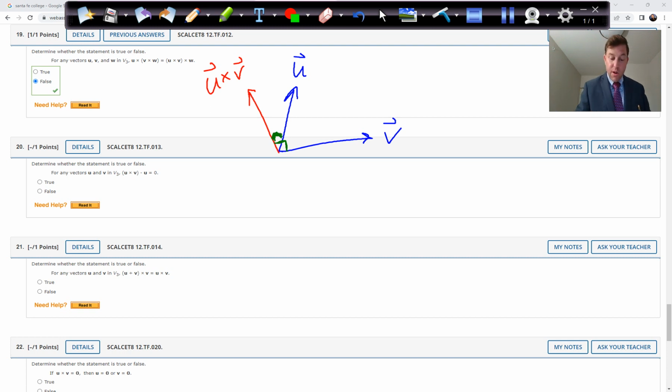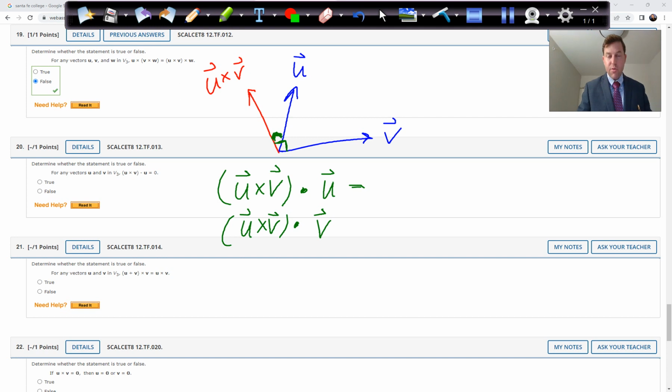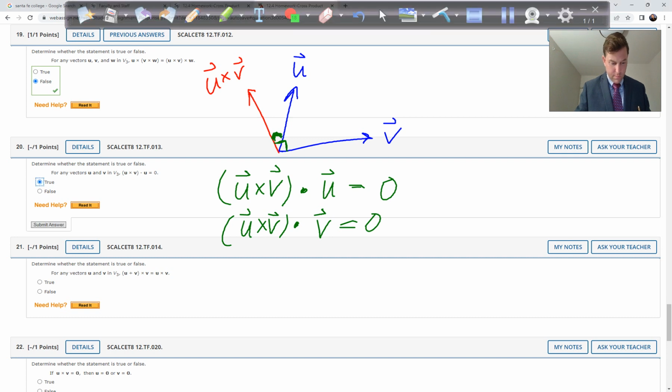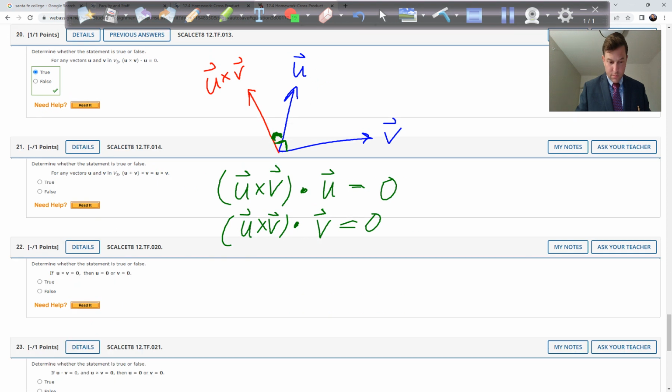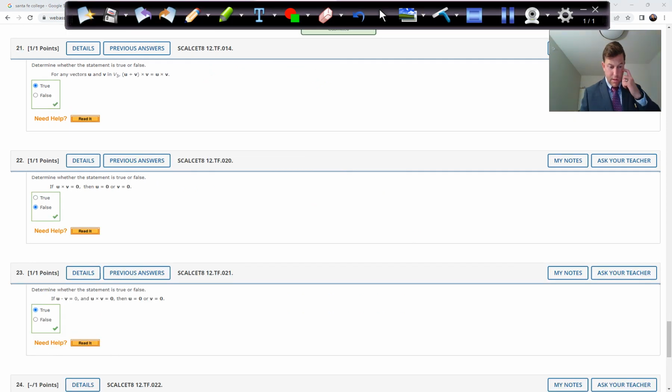So then if I go and dot product that with u or v, so now I take u cross v, and I dot that with u, or if I take u cross v, we saw this earlier, but it helps to see the picture. Well, the dot product between any vectors that are 90 degrees apart is always 0. So this one is true. Okay, let's look at the next three.